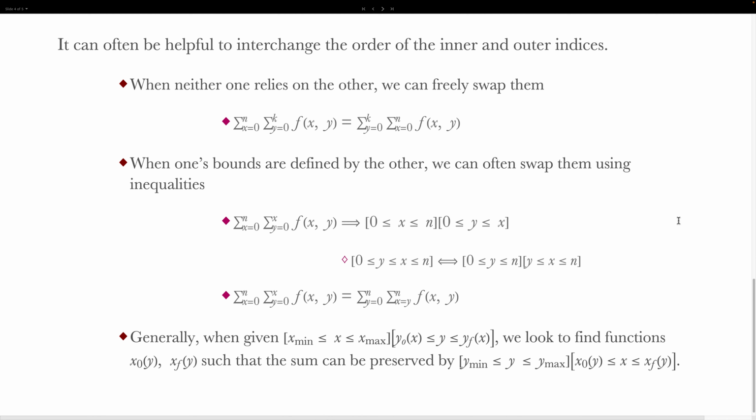Now this will not always be very convenient, but generally when given the minimum value of x is less than or equal to x is less than or equal to the maximum value of x, and y naught as a function of x is less than or equal to y is less than or equal to yf as a function of x, we look to find the functions x naught of y and xf of y such that the sum can be preserved by the minimum value of y is less than or equal to y is less than or equal to the maximum value of y, and then x naught of y is less than or equal to x is less than or equal to xf of y.